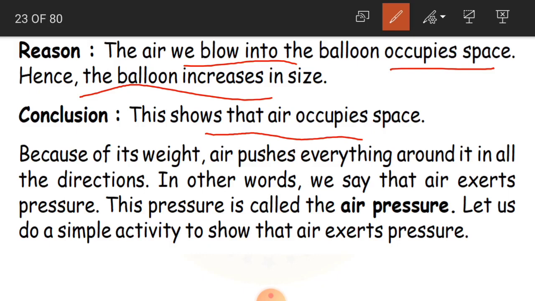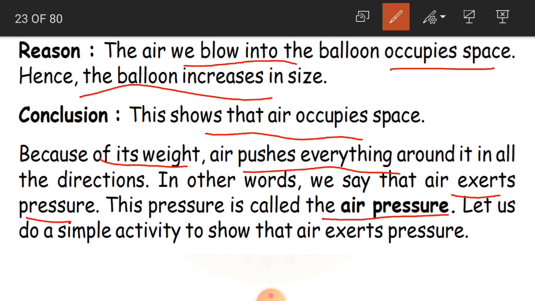Clear? And because of its weight, air pushes everything around it in all directions. In other words, we say that air exerts pressure. This pressure is called air pressure. Okay, children? So as we said, air has weight. Because of its weight, it pushes everything around it, wherever we are blowing the air, and it pushes in all directions. So air is exerting pressure, in the sense it is producing pressure, and this is called air pressure.